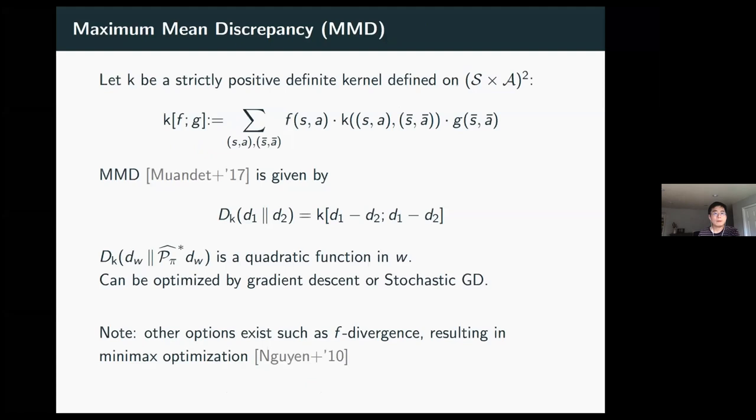Okay. If you write down this D_K form using this definition, then you can see that it's a quadratic function in W. And of course, W is a function of omega, the parameters. D_K in general is a non-convex program when the parameters are W, but you can still apply gradient descent or stochastic gradient descent to minimize D_K and optimize omega. And you can use other options like f-divergence instead of MMD, and this results in minimax optimization, which is a little bit harder to optimize.